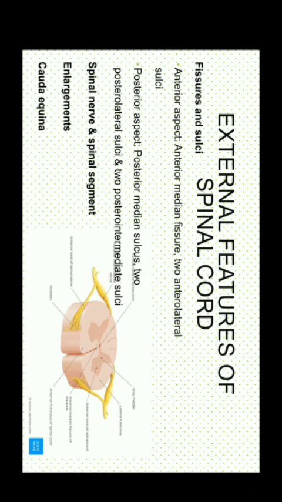In all, there are 31 pairs of spinal nerves. Out of these 31 pairs, 8 are cervical, 12 thoracic, 5 lumbar, 5 sacral, and 1 coccygeal.